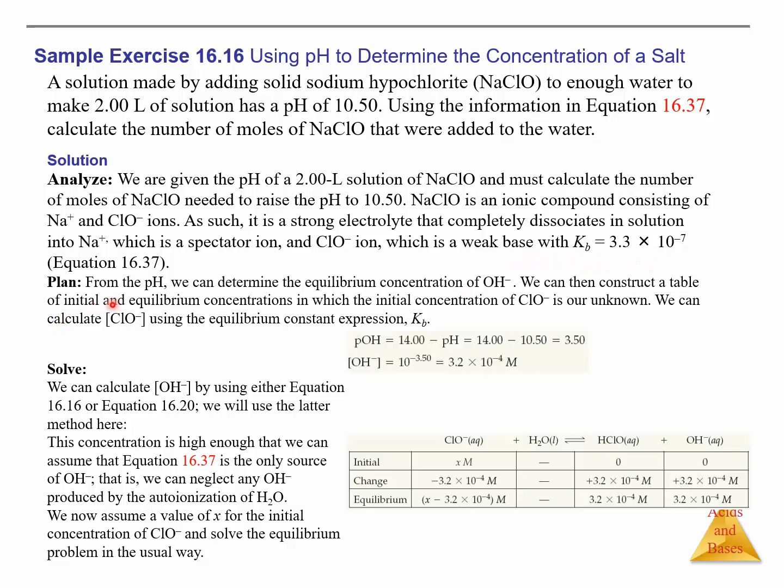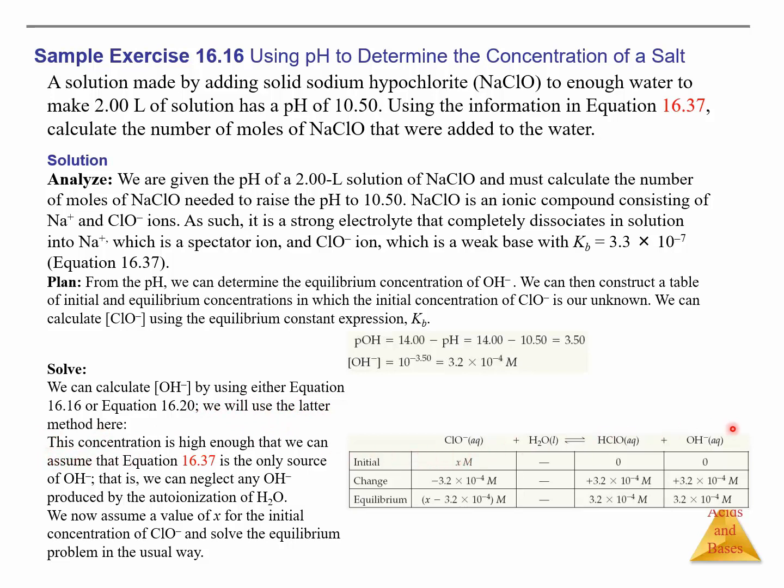Now from the pH we can determine the equilibrium concentration of OH-. So pOH equals 14 minus pH, which equals 14 minus 10.5, equal to 3.50. The molar concentration of OH- equals 10 to the minus 3.50, so 3.2 times 10 to the minus 4 molar. Now we can calculate the molar concentration of OH- by using either equation. We will use the latter method here.